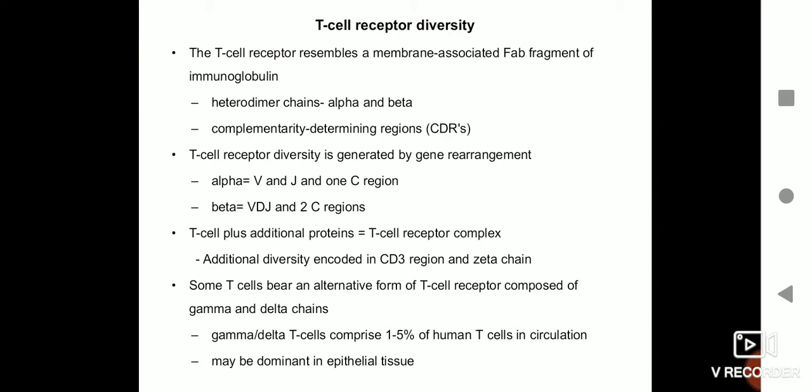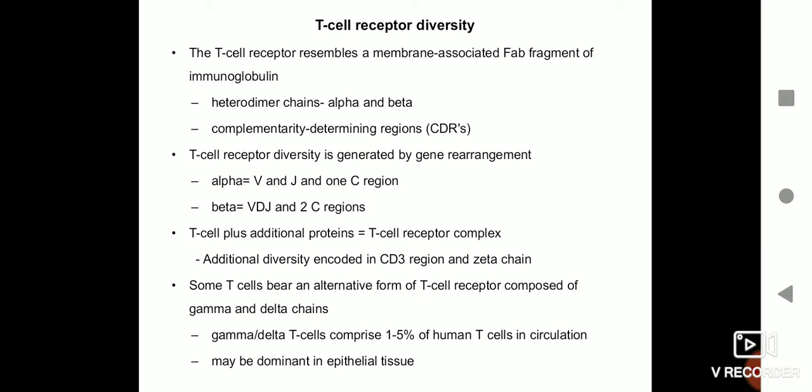As I have already explained, in the T cell receptor a lot of diversity is found, which is due to the gene rearrangement found in the variable region. In case of alpha, there are 2 regions, called V and J, and in case of beta, there are V, D and J regions, and other than that there is a constant region. In case of alpha, there is 1 constant region. In case of beta, there are 2 constant regions.